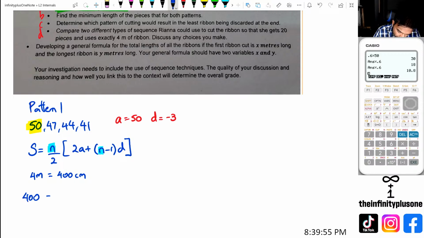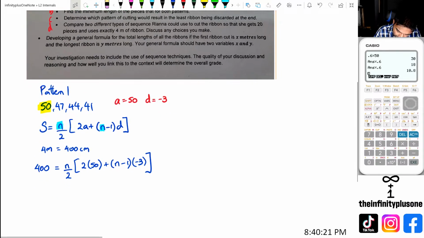And then n, we don't know what n is, so we're going to go n over 2, bracket 2 times a, which is 50, plus (n minus 1) times d, which happens to be negative 3. Now once we get this, what we need to do is figure out what the n values are. It hasn't changed, it's just sequences and series, just working through a question.